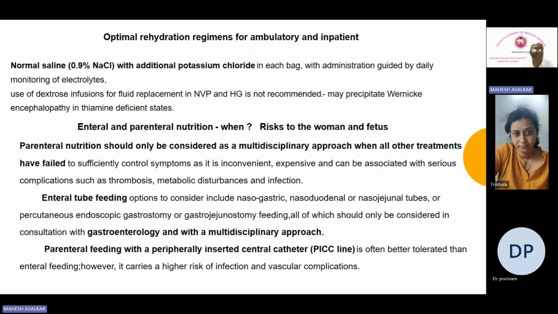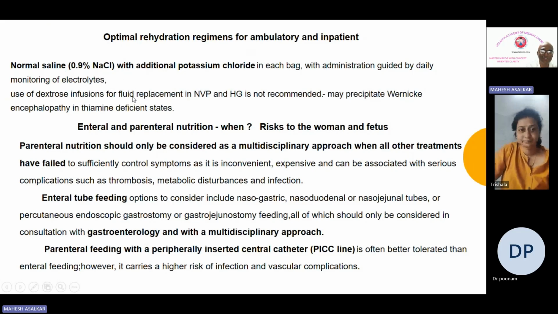Parenteral and tube feedings will not be asked, so that is not for you. But optimal rehydration will be asked: normal saline 0.9% with addition of KCl in each bag, with administration guided by daily monitoring of electrolytes. This is the complete answer. What is the fluid of choice? Normal saline 0.9% with addition of KCl in each bag, guided by daily monitoring of the electrolytes, is the fluid of choice.